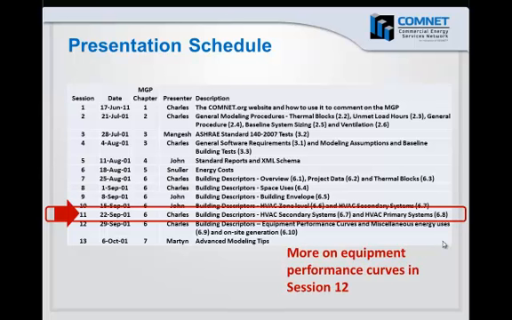This gets into a lot of issues, and the performance curves are related to all kinds of HVAC equipment, from chillers to towers to boilers to furnaces to DX systems. And we'll cover that in more detail next week. So I'm going to kind of skim over that this time.